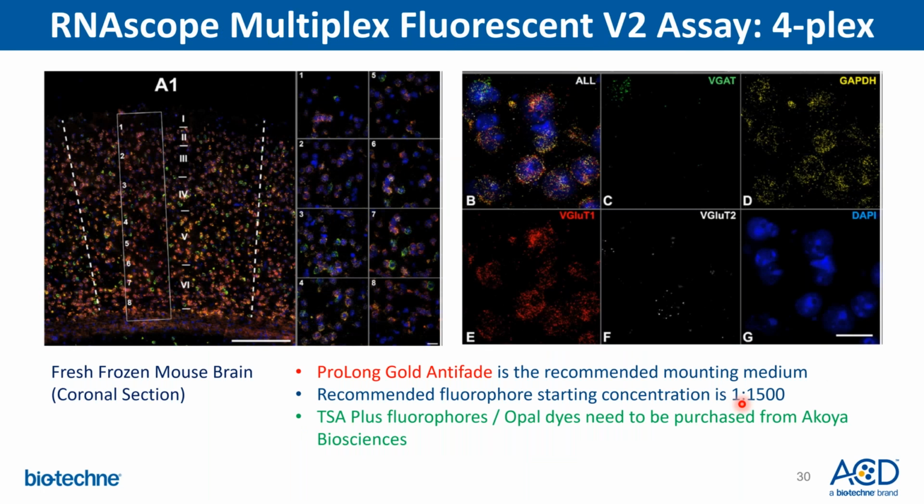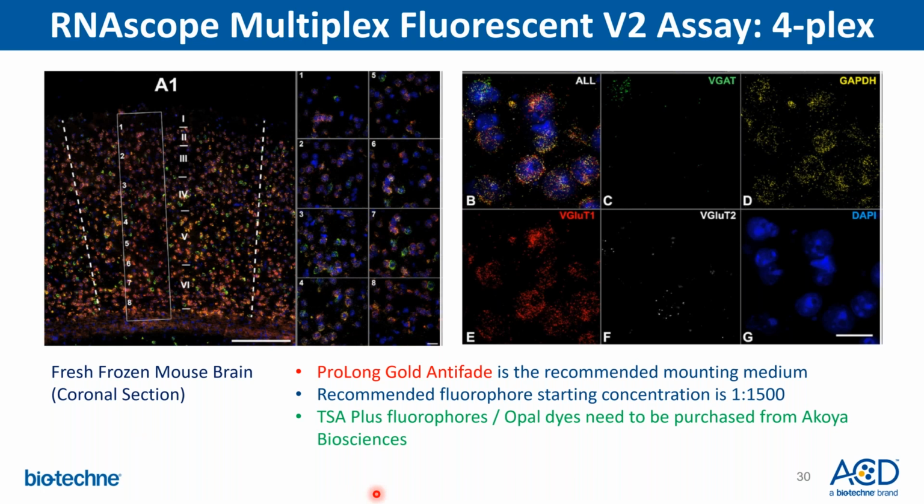Shown on this slide is a beautiful 4-plex staining using the Multiplex Fluorescent V2 assay. So we're looking at 4 targets in this case, which are VGAT, CAPTH, VGLUT1, and VGLUT2, and DAPI is a contrast stain. In this case, we're looking at the imaging for a fresh frozen mouse brain coronal section.